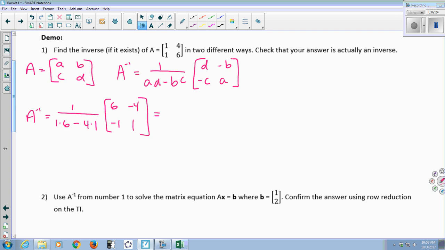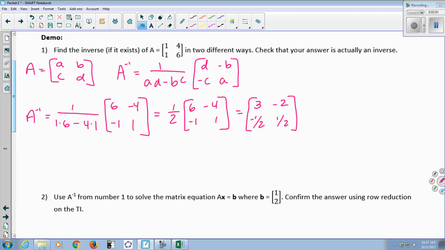So 1 times 6 minus 1 times 4, that's 2. So this is a half times the matrix 6, negative 4, negative 1, 1. When you multiply a matrix times a scalar, you just multiply every entry in the matrix by the scalar. So this becomes 3, negative 2, negative a half, a half. So there's my inverse using my formula.